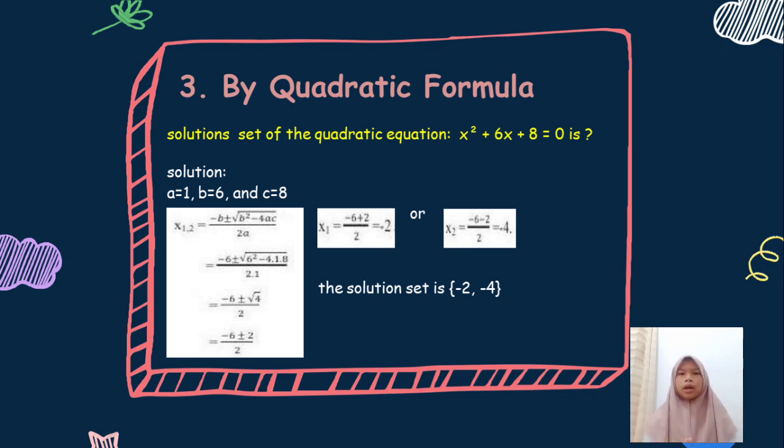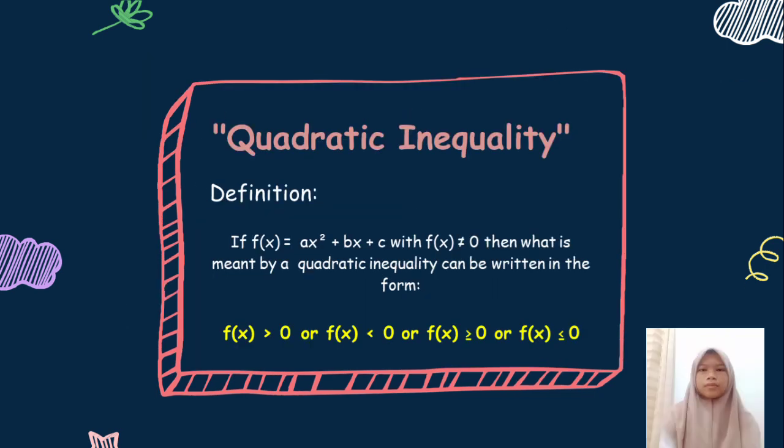times 1, equals negative 6 plus or minus the root of 4, over 2. The root of 4 is 2. So equals negative 6 plus or minus 2, over 2. So x1 is negative 6 plus 2 over 2, equals negative 2. And x2 is negative 6 minus 2 over 2, equals negative 4. So the solution set of the equation is negative 2 and negative 4.